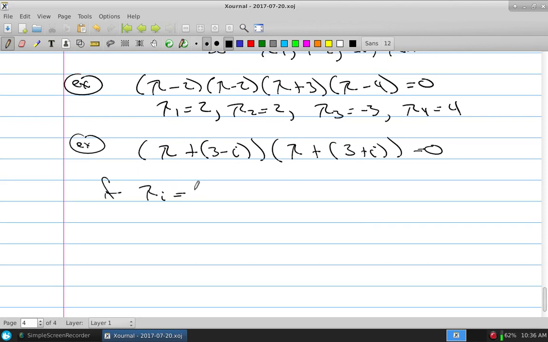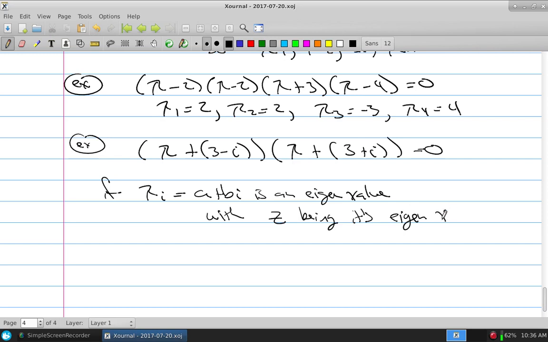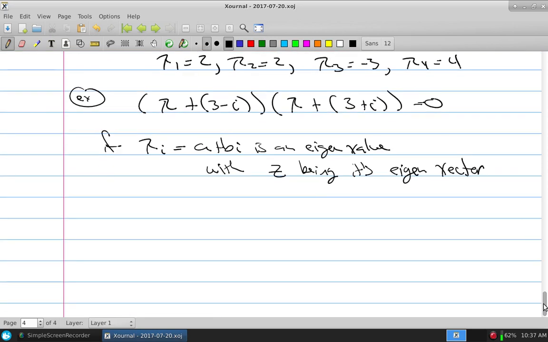But more importantly, say lambda I was equal to a plus bi, is an eigenvalue with z being its eigenvector. And now the eigenvector, this is kind of interesting. The eigenvector itself can have components that are also complex. All right, what is that telling us?